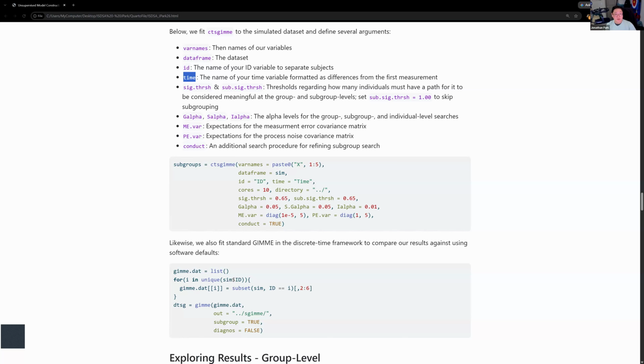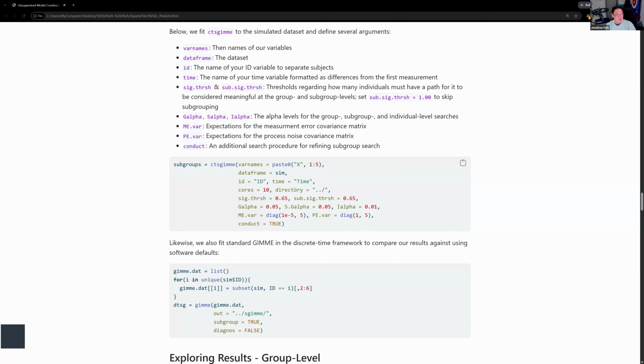MEVAR and PEVAR are basically arguments for whether we want to specify a measurement error covariance matrix or a process noise covariance matrix. And then this conduct argument is to force a more stringent but arguably better way of subgrouping. Some of the other arguments that we're leaving out include things like the Benjamini-Hochberg correction. I'm not going to go into that, but that is basically a way that we control for the alpha level. I'm not talking about it because you should just keep that on always. You should control for your family-wise alpha rate when we're doing these kinds of huge tests. And so we have that as an argument.